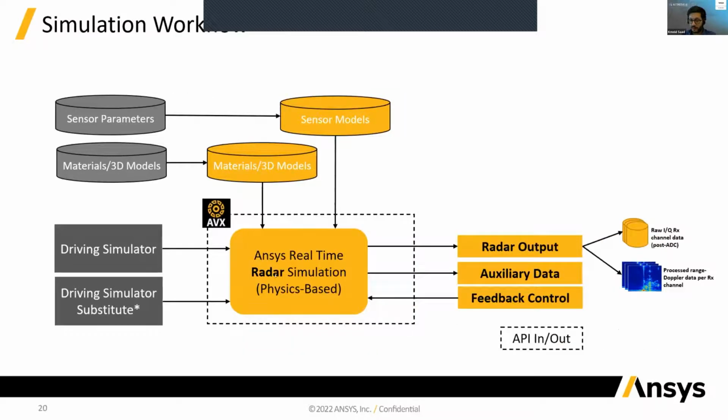In the case of a radar, it's basically the raw IQ data that you can get, so post ADC directly, and processed range Doppler data. Also, either one of those is okay, depending on the use case.